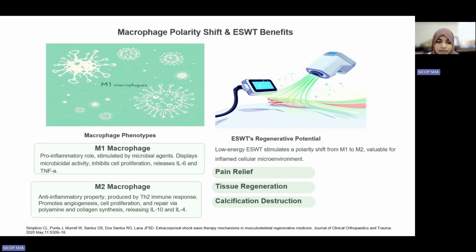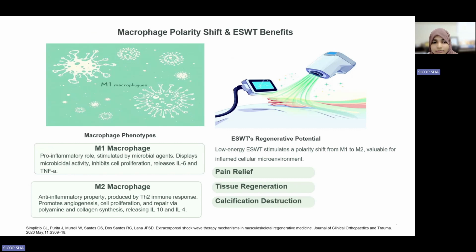The other one is the M2 macrophage. It has an anti-inflammatory property and is produced by the type 2 helper cell immune response. It helps in promoting angiogenesis, cell proliferation and repair via polyamine and collagen synthesis by releasing interleukin 10 and interleukin 4. So what happens with shockwave is it helps in shifting the polarity from M1 to M2, which is valuable for an inflamed cellular microenvironment.